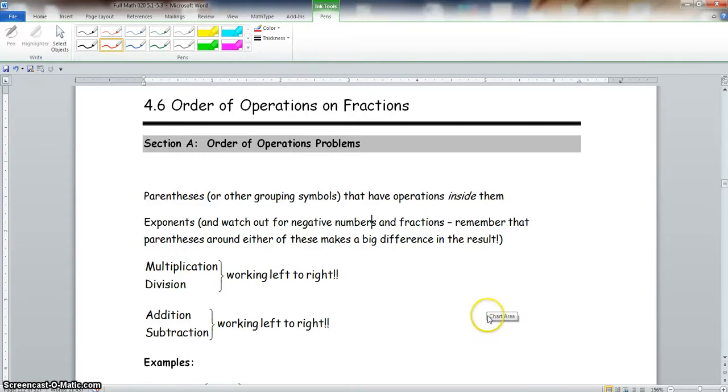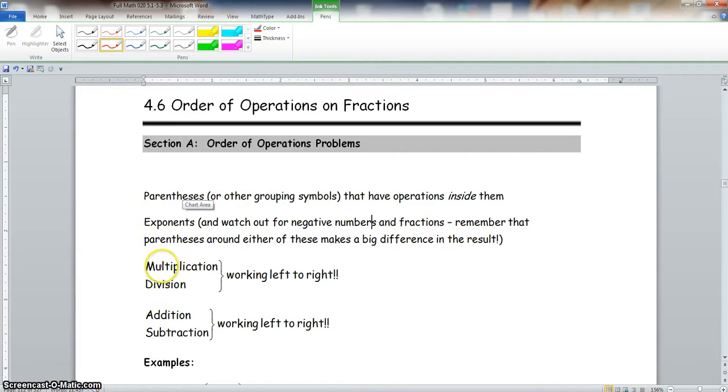Okay, class, we're starting on section 4.6, order of operations on fractions. We have section A, order of operation problems. Here we have parentheses or other grouping symbols that have operations inside them, exponents, and watch out for negative numbers and fractions. Remember that parentheses around either of these makes a big difference in the results.